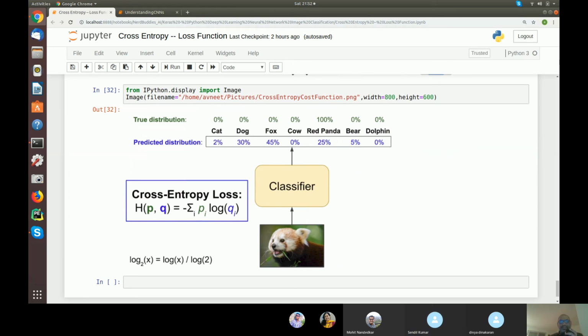So if we take a simple example here, in this case, we have a categorical variable.